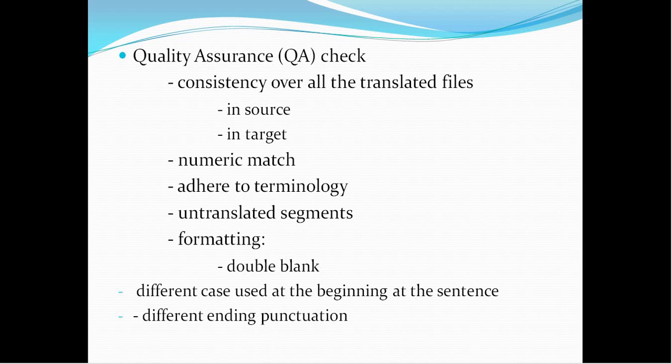Also, you can check numeric match and dates, and if the terminology provided by the client was followed, or if some translation was skipped. And also with quality assurance, you can check formatting issues, if there are double blanks in the sentence, or other frequent mistakes like a blank inserted before a full stop or before a comma, or if the case of the translated segment is different from the case of the source, or if it ends differently.